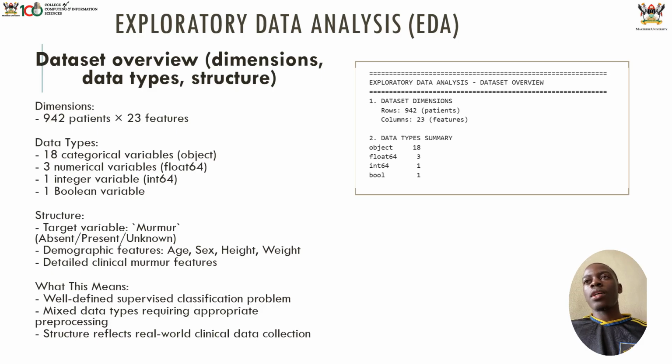Then we went further ahead to do the exploratory data analysis, the EDA, and this is where we look at the data structures and the features. We found 942 patients with 23 features, and then categorized the variables. We had the categorical variables, but also had the numerical variables, like height. The target variable was the murmur, where it has three possible values. It can either be absent, present, or unknown.